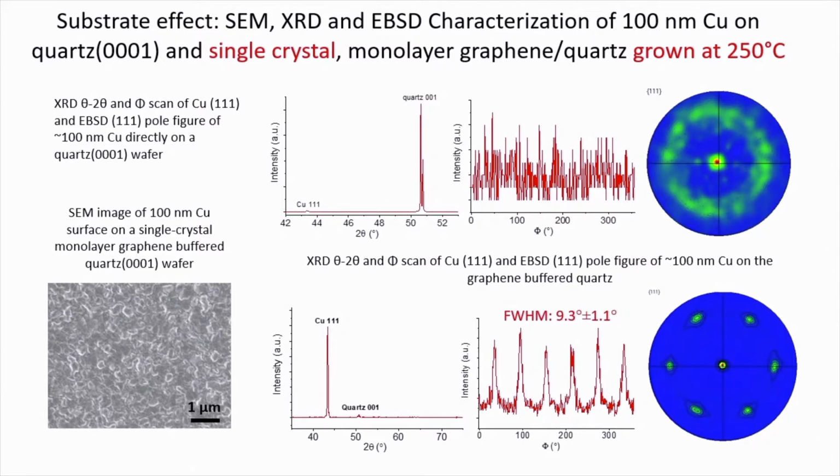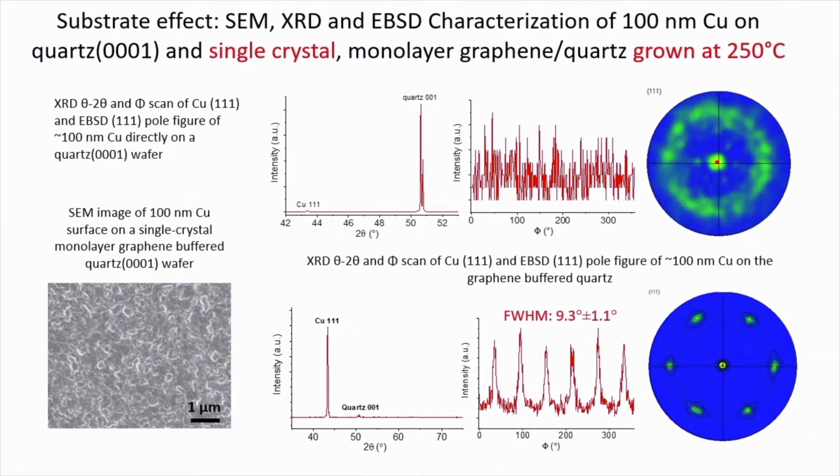There are 6 strong copper peaks with 6 poles, and by the way, I should mention the full width at half maximum of this copper 111 peak in the phi scan is around 9 degrees. This is not very small.